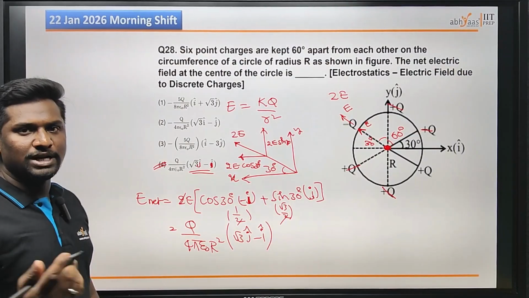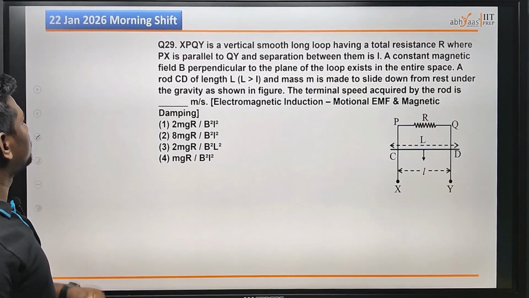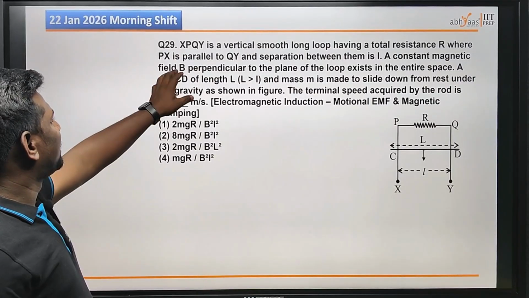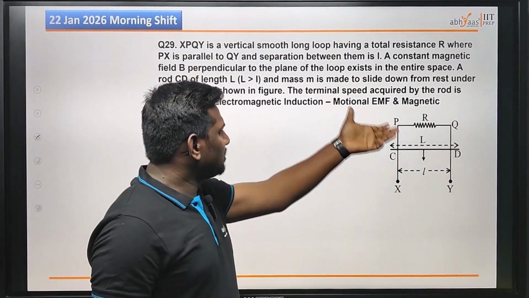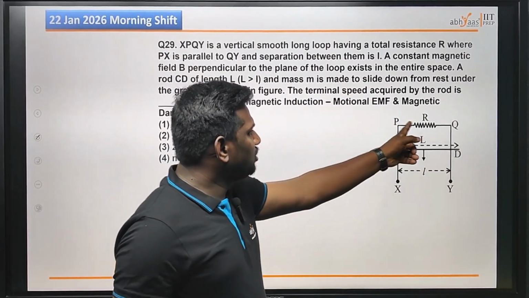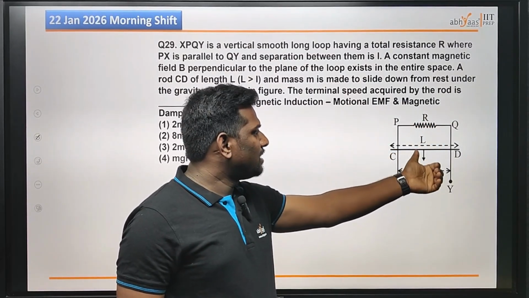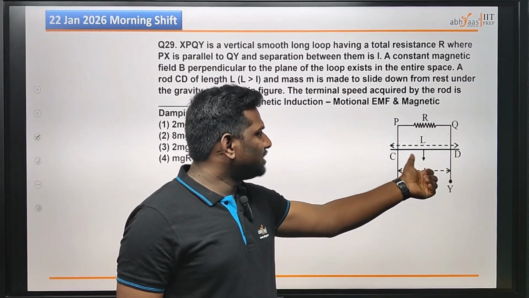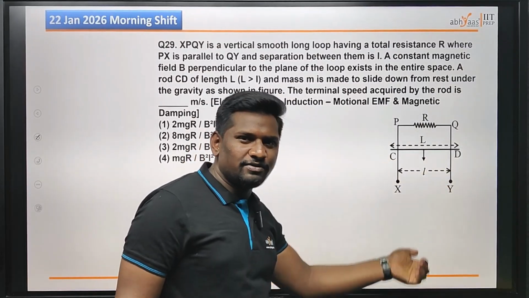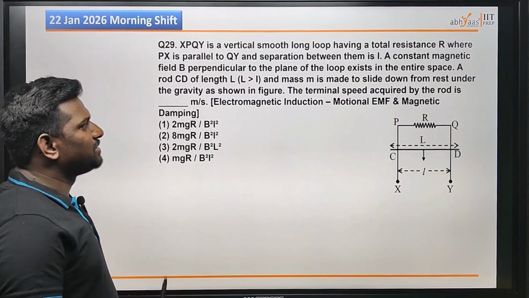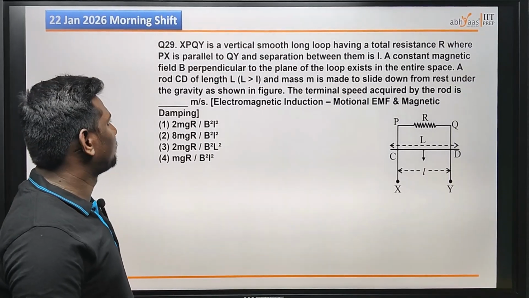Okay, so next question, question number 29. Observe this. I am explaining the question here. PQR is there. R is the resistance given here, and a rod CD is there. It is falling along the rail. So induced EMF, this concept belongs to motional EMF.